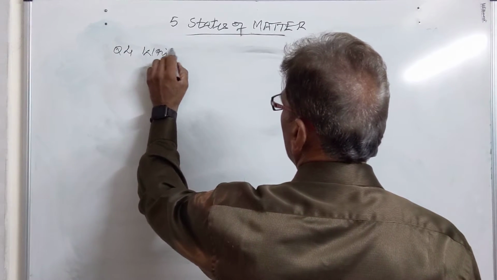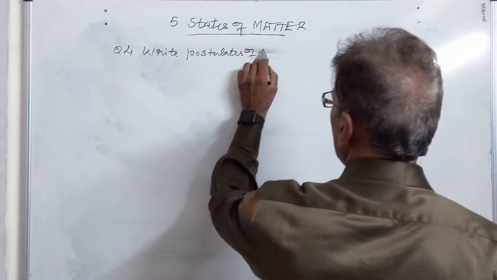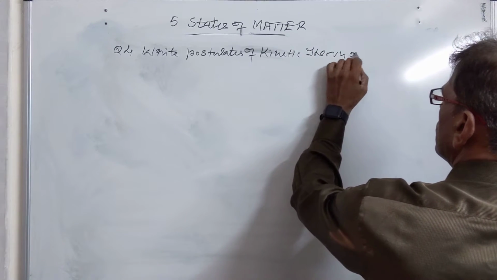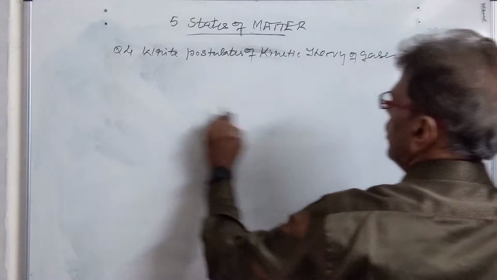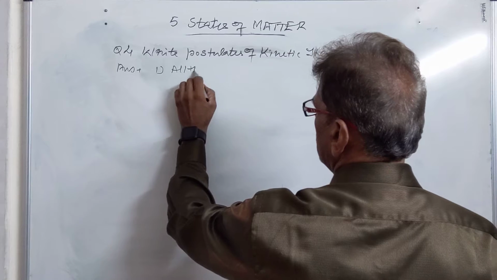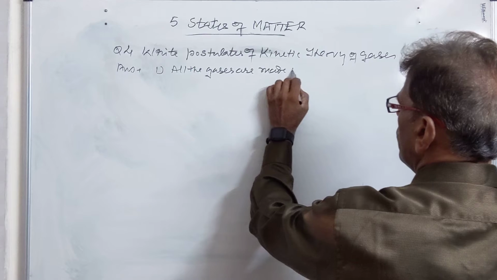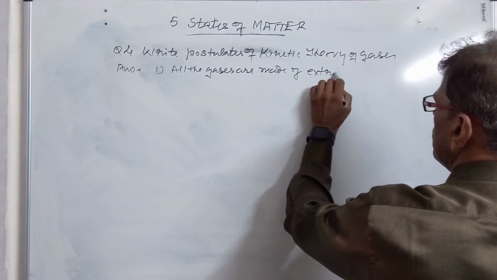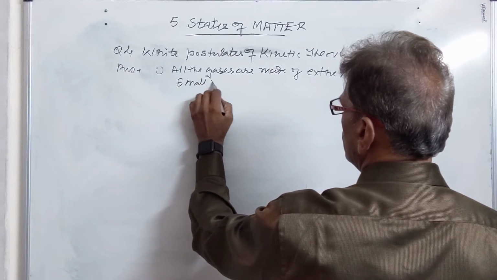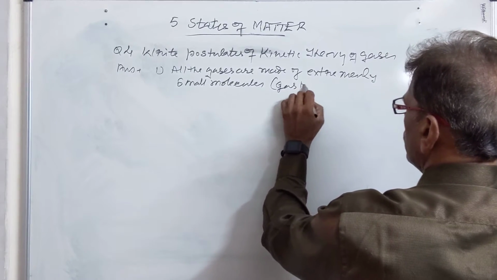Write postulates of kinetic theory of gases. So we have 7 postulates. Number 1, all the gases are made of extremely small molecules called gas molecules.